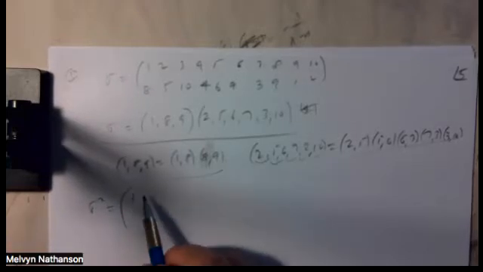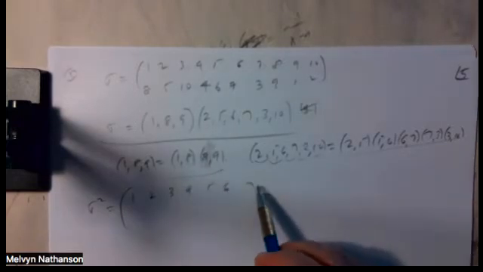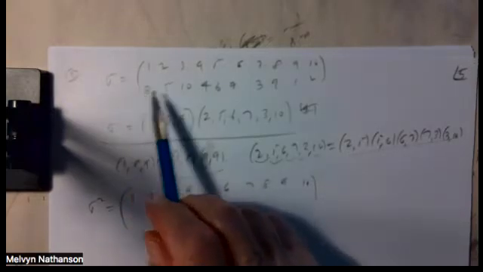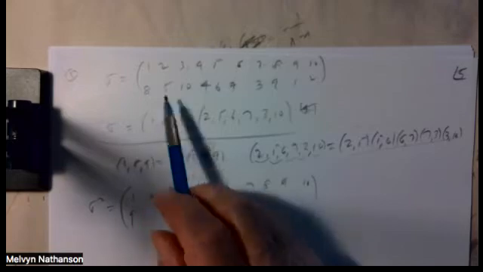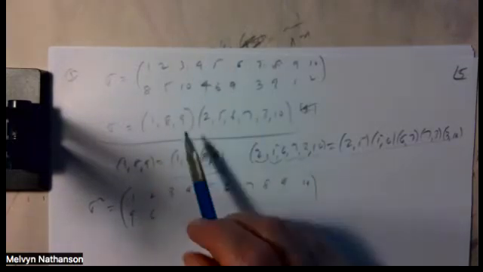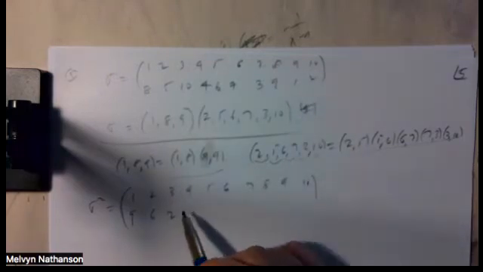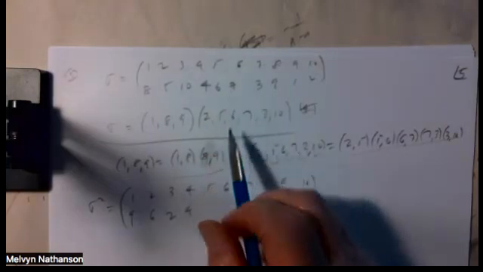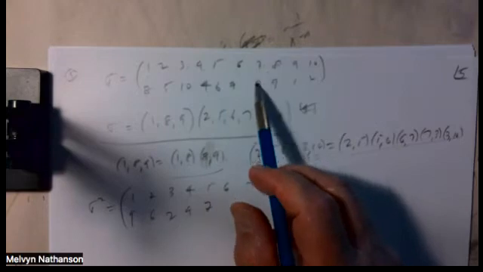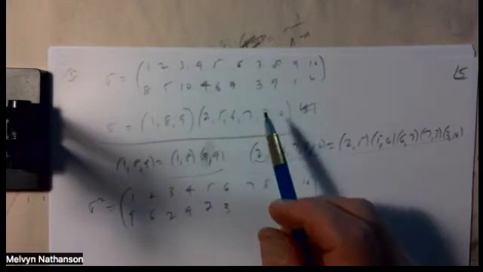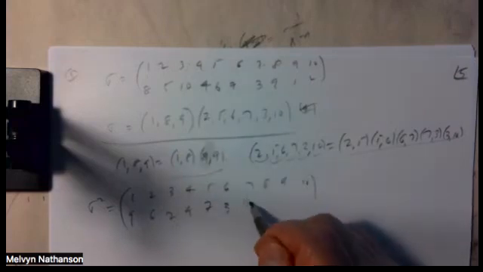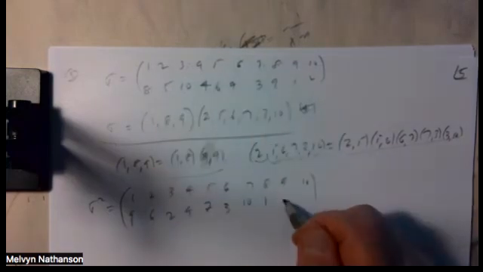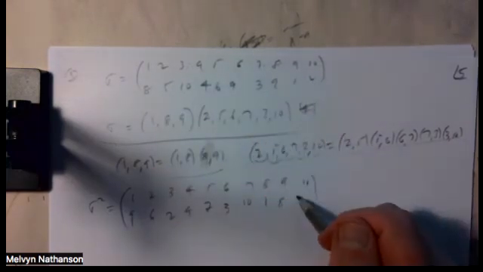What is sigma squared? We iterate, we apply sigma twice. 1 goes to 8 and 8 goes to 9. 2 goes to 5 and 5 goes to 6. 3 goes to 10 and 10 goes to 2. 4 goes to 4 goes to 4. 5 goes to 6, 6 goes to 7. 6 goes to 7, 7 goes to 3. 7 goes to 3, 3 goes to 10. 8 goes to 9, 9 goes to 1. 9 goes to 1, 1 goes to 8. 10 goes to 2, 2 goes to 5.